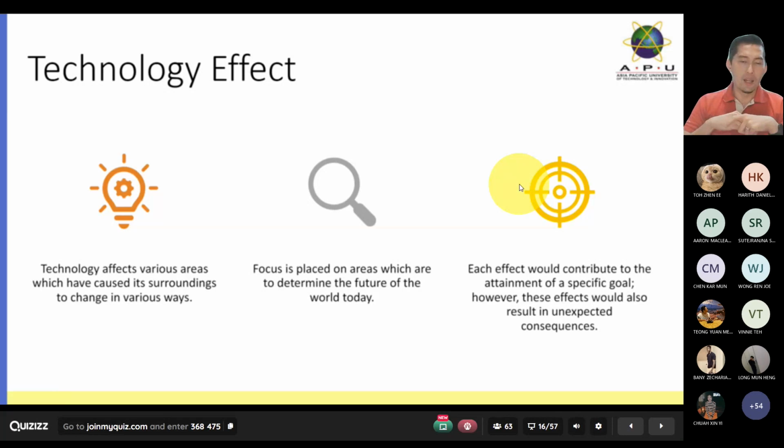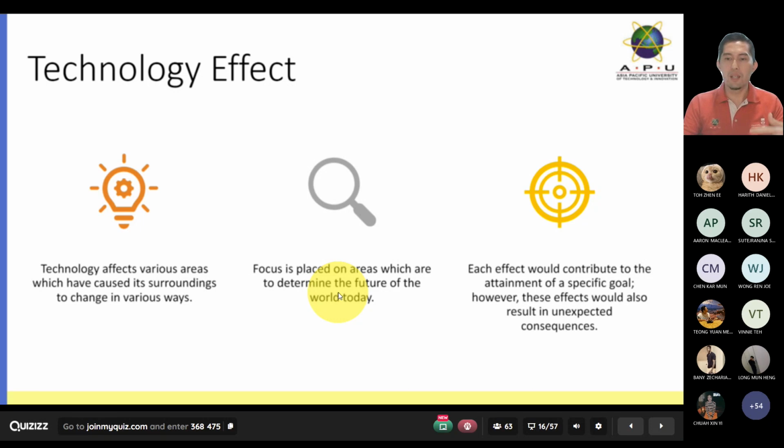Okay, so as part of the technology effect that we are looking at today, as you can see here, technology affects various areas, which have caused its surroundings to change in many different ways. The focus is based on areas which are to determine the future of the world today. So why are there certain areas where technology effects are being looked at a bit more? Because that's where the money is, that is where the future is, and that's why there's a lot of focus there, right?